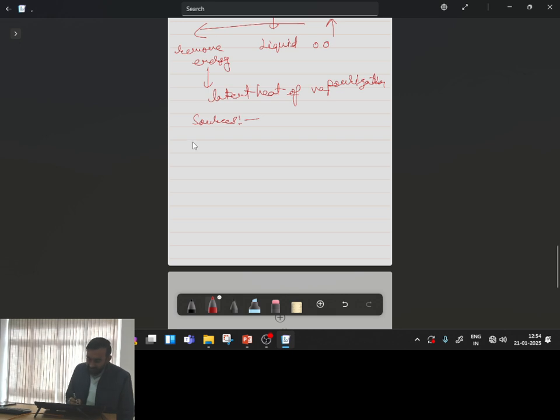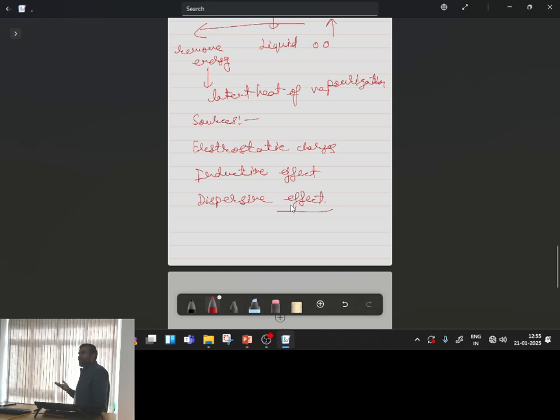There are three things. One is electrostatic charges. Second effect is called the inductive effect, and third effect is called the dispersive effect.